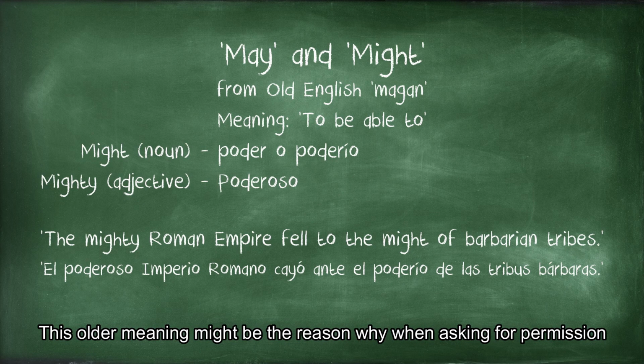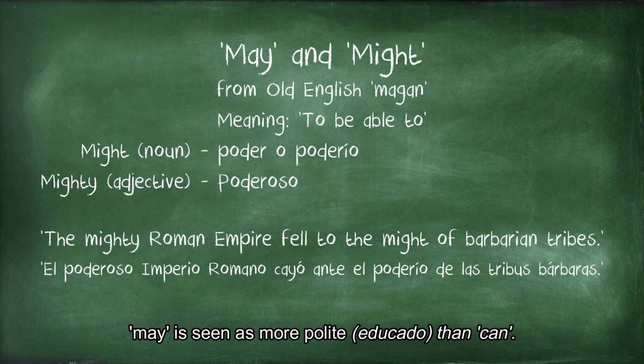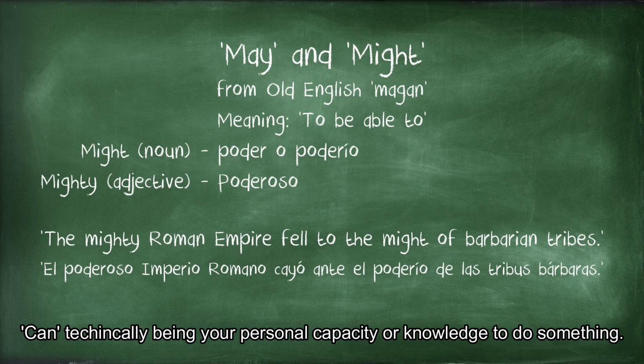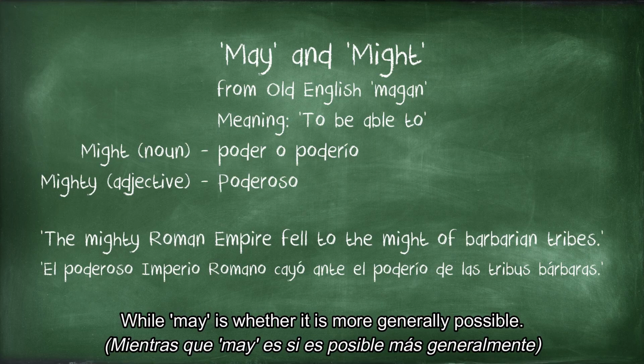This older meaning might be the reason why, when asking for permission, may is seen as more polite than can. Can technically being your personal capacity or knowledge to do something, while may is whether it's more generally possible.